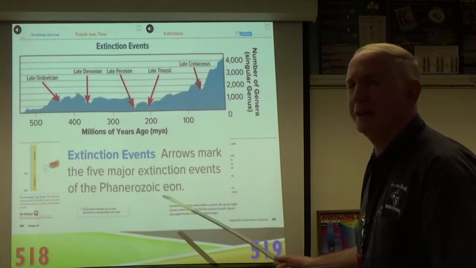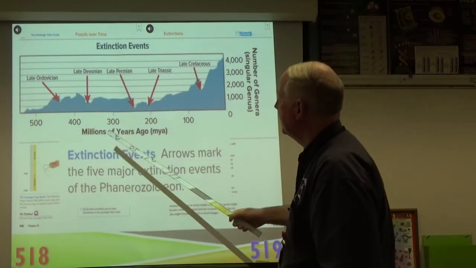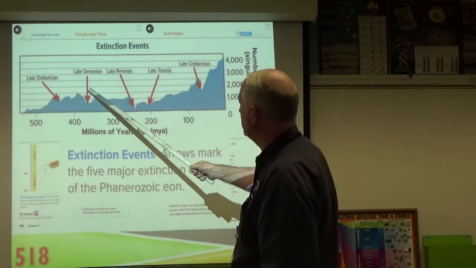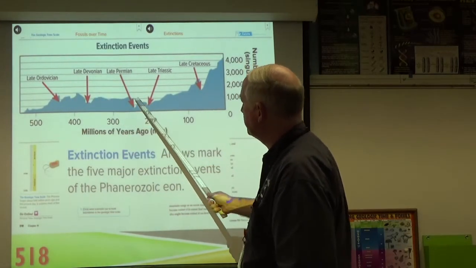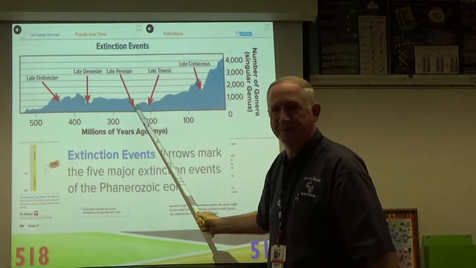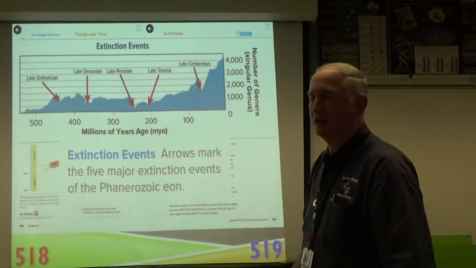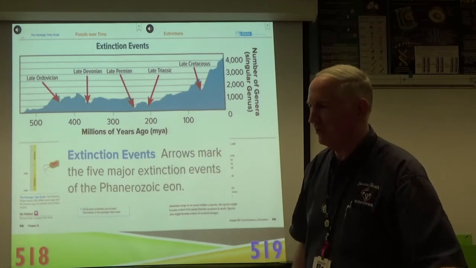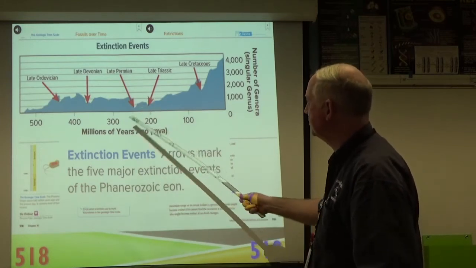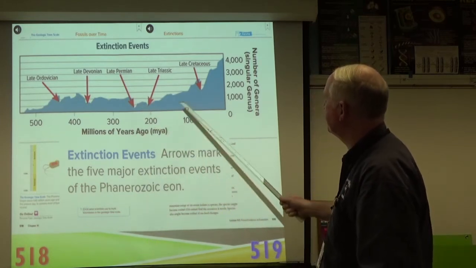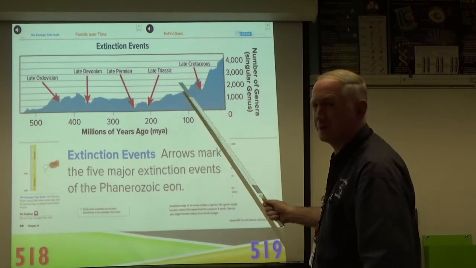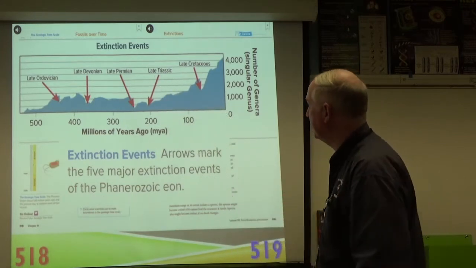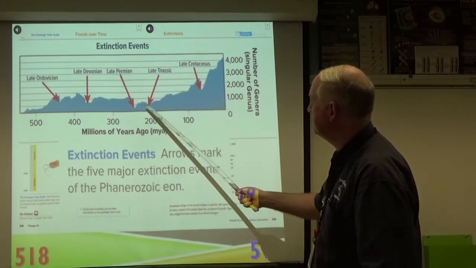Here's the chart that your book gives you, and we can see these ones. This one in the late Permian, you see how deep it goes? That was called the Great Dying, and that was the worst mass extinction in history. I'll give you some concrete numbers on that in a minute. This late Cretaceous one was the one that we just saw a picture of, but there have been these mass extinction events.